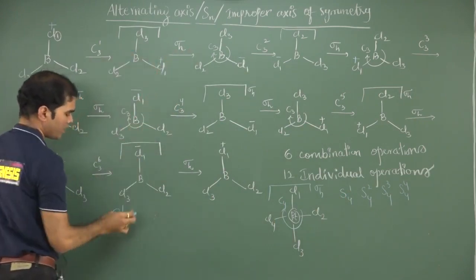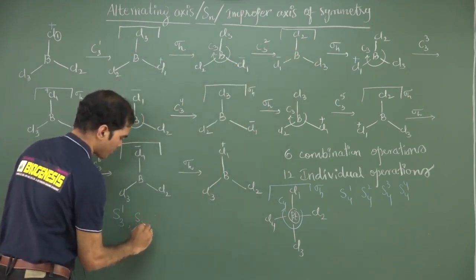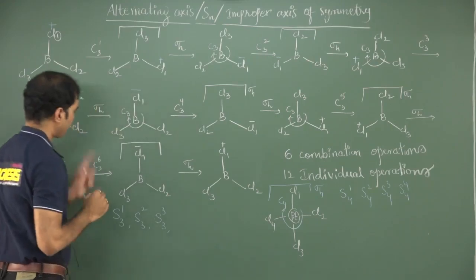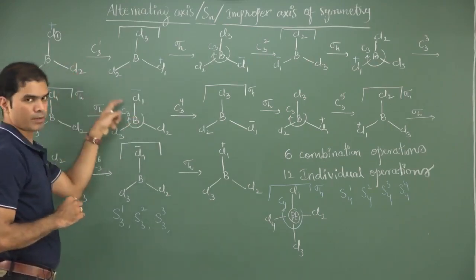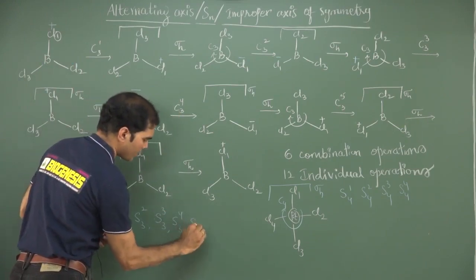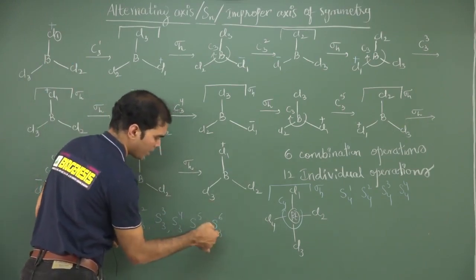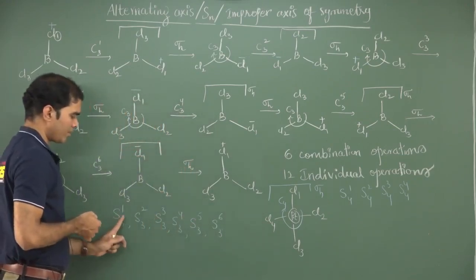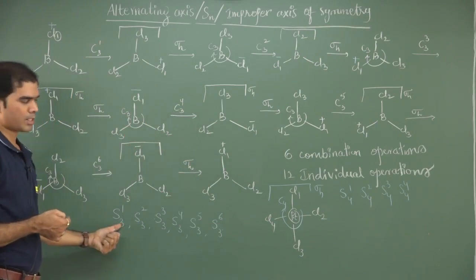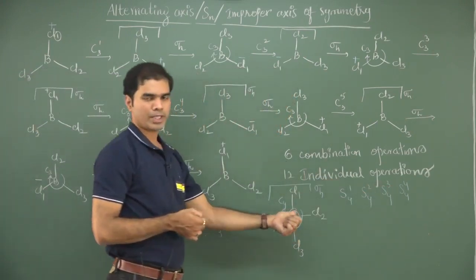C31 into sigma h is S31. C32 into sigma h is S32. C33 into sigma h is S33. S33, it is only an equivalent structure. Then we have done S34, C34 into sigma h, C35 into sigma h, and this is C36 into sigma h. Then I got an identical structure. So I have done double the number of operations when I compare it with the rotational axis.